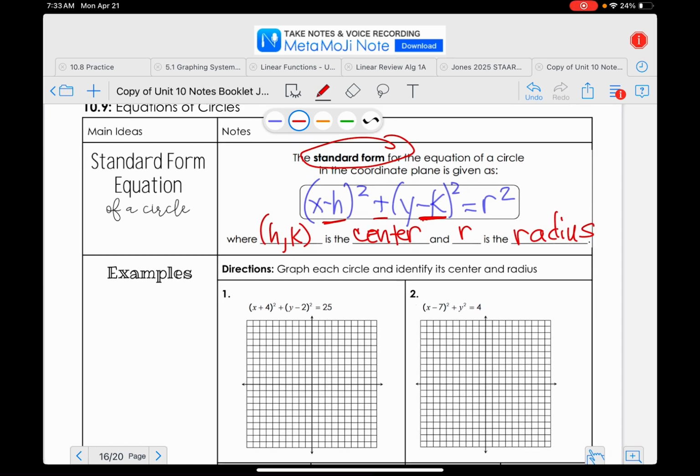(h, k) is the center, so you've got the opposite of h and the opposite of k, because it's minus in the equation. This plus is important because in Algebra 2 you'll learn that with a minus it's a different kind of graph. And then r squared, where r is the radius.